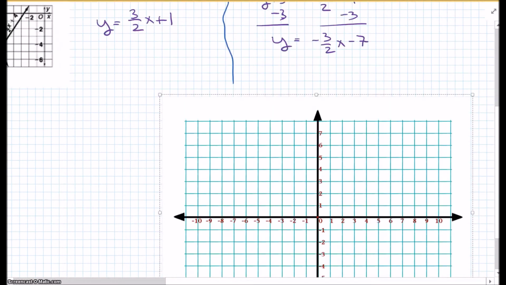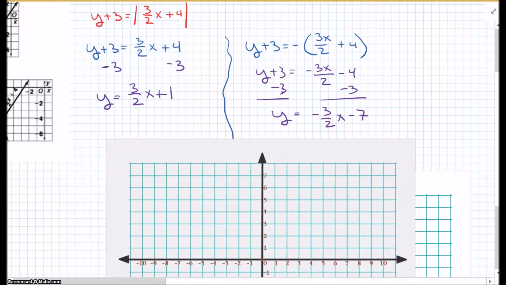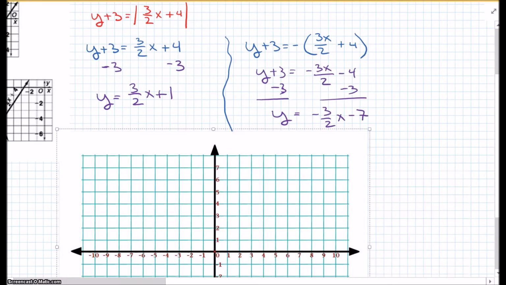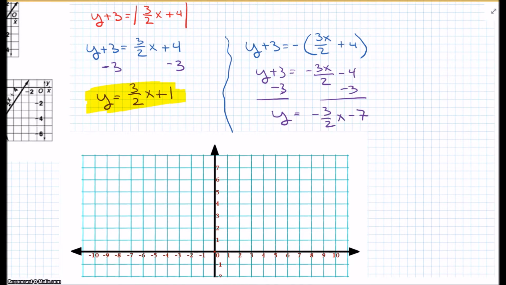So I'm going to paste a graph real quick. I know we're on graph paper, but maybe this will help make sense to you guys. All right, so let's graph. We're going to graph the first one, the one on the left, first. So y equals 3 halves x plus 1. Okay, I'm going to use red for this one.